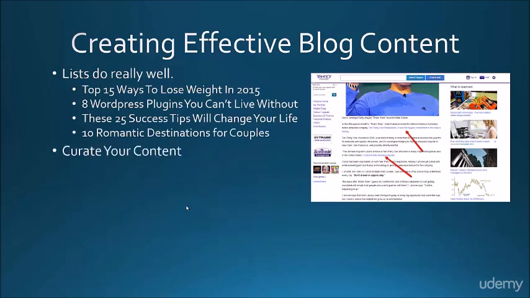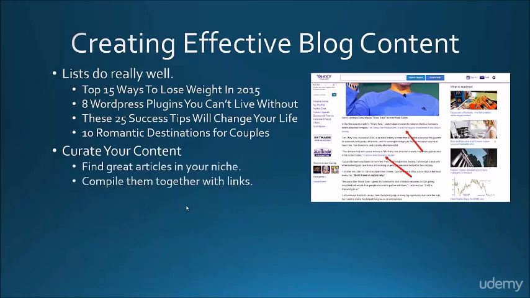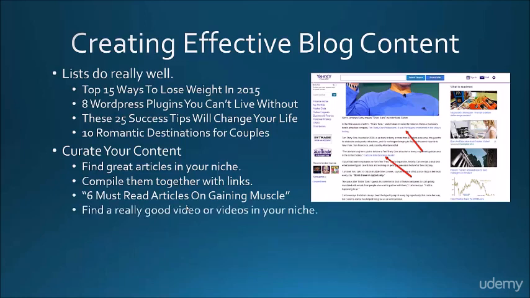Then you could also do things like curating content. That's where you find great articles in your niche. You compile them together with links. So for example, 6 must-read articles on gaining muscle. You could do a post called that, and then find 6 really good articles about gaining muscle, and then share that out there.